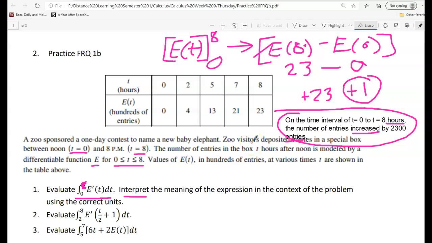Technically, just to stay safe, you could say the number of entries changed, and that way you're not specifying whether it increased or decreased. But I have seen them grade in such a way where they actually want you to say increase or decrease in this case. So I would encourage you guys to do the same. And so that interpretation with all three of those pieces included, the units in, the units out, and the general interpretation, is worth 1 point. So that question on your FRQ will be worth 2 points altogether.